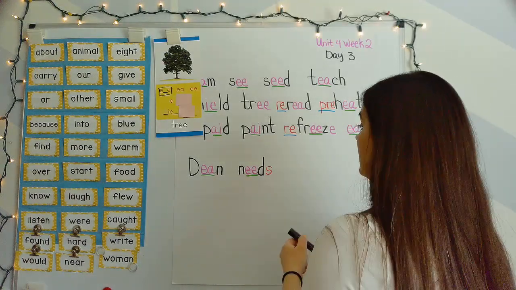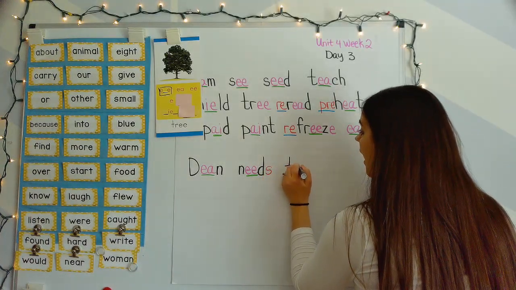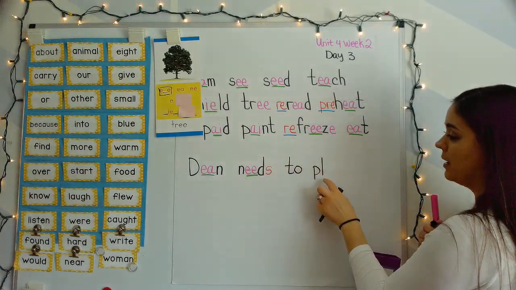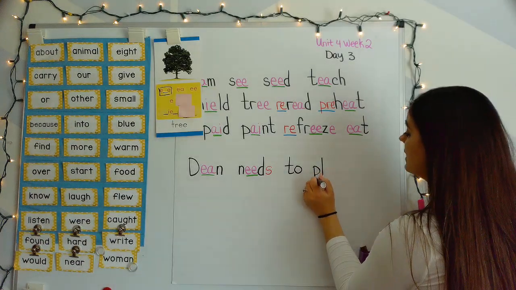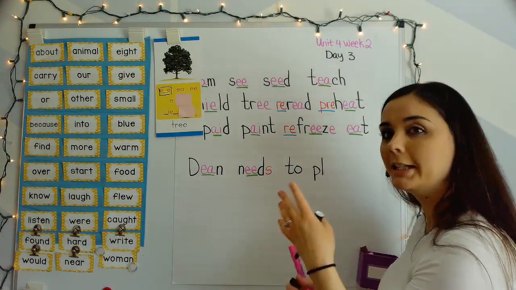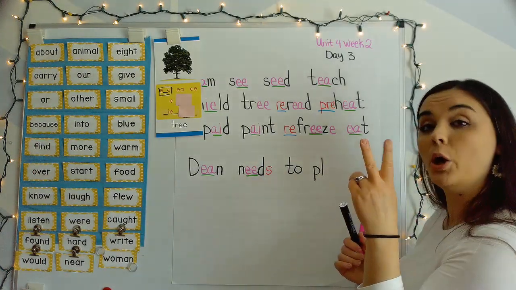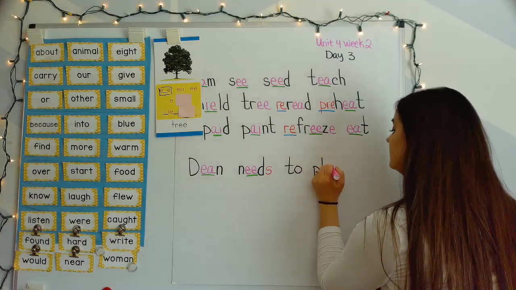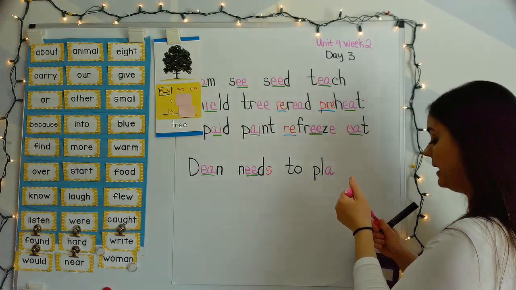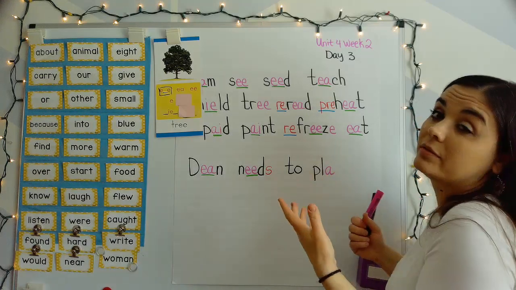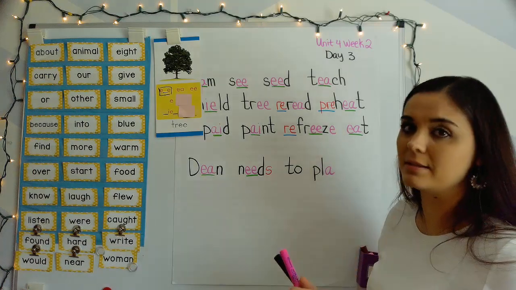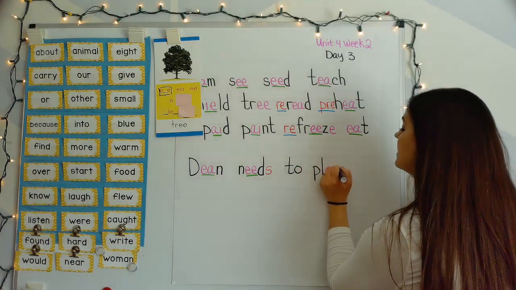So Dean needs, what does he need to do? To P-L, pol. Again, those L blends or R blends or S blends, you can sound them out letter by letter. Sometimes you get lost in the word. So again, P-L, pol. A says a. Notice how there's no E. But we learned last week that A by itself can say long A. So once we see the whole word, we can try it out and see what sounds better. So let's find out.